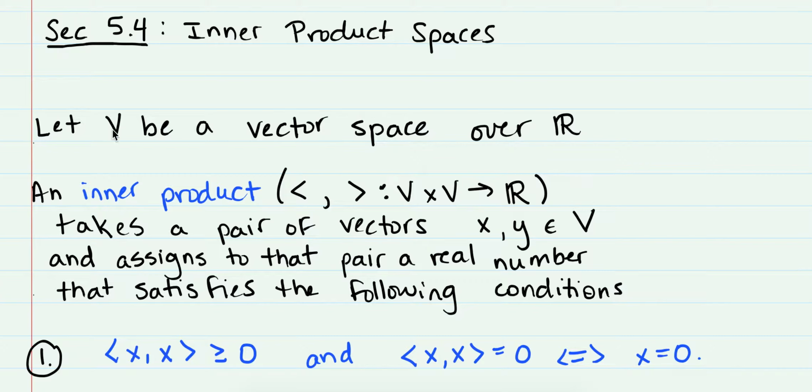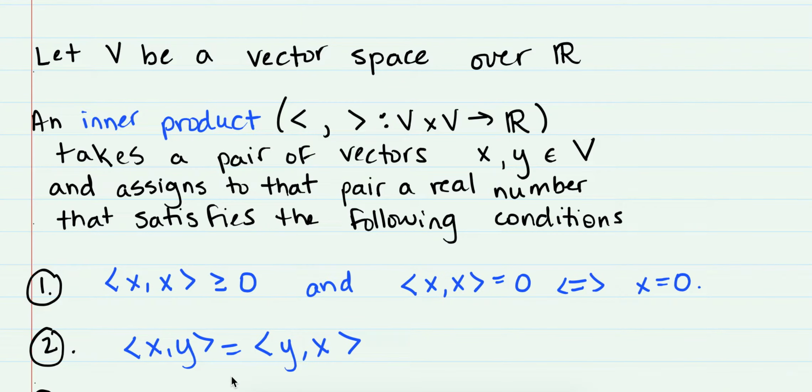So suppose you have a vector space V, and it's over the field of real numbers. An inner product is a mapping that takes a pair of vectors x and y and assigns to that pair a real number. And this mapping has to satisfy three conditions. The first condition is that when you take the inner product of a vector with itself, it has to be greater or equal to 0. And the only time that the inner product of a vector with itself is equal to 0 is if the vector x is equal to 0.